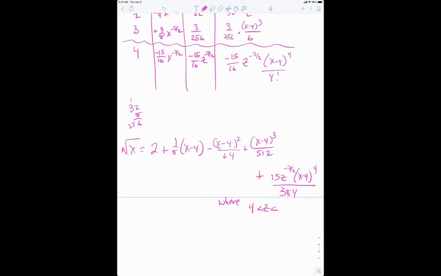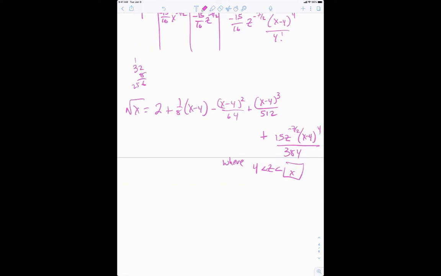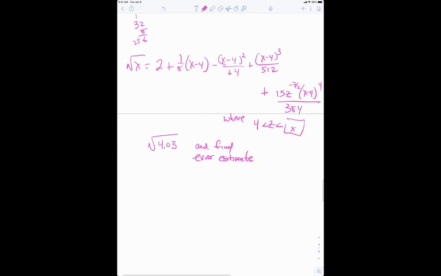X is when we're going to approximate it, which we're about to do, because the next question that would come would be use this to evaluate the square root of 4.03, and find what's called the error estimate. So all that means is I'm plugging 4.03 in for x. It would be a calculator problem at this point, or just leave it alone.